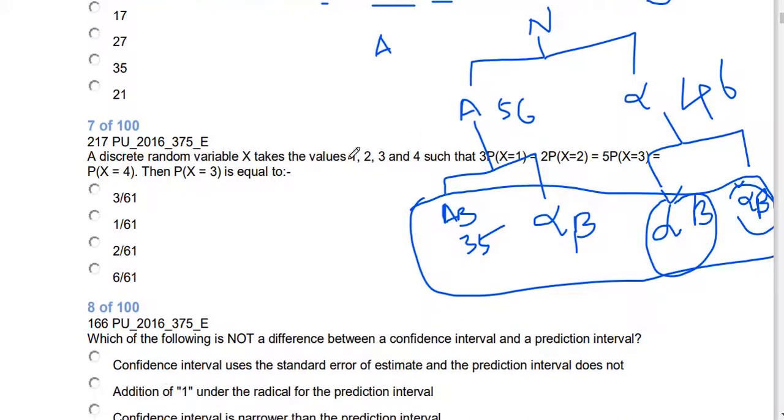Next, a discrete random variable x takes values 1, 2, 3, 4, with the condition 3 into probability of x equal to 1 equals 2 into, and so on. This is a simple question. First we need to formulate the distribution function: for 1 what we have, for 2 what we have, for 3 what we have, starting from 1. Then you can get it easily.